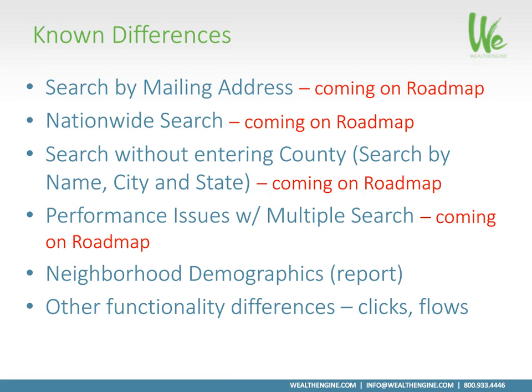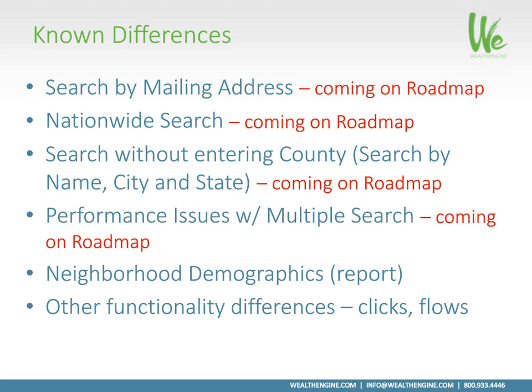and then one of the key things that I know has been a big pain point: in the RealQuest tool you have to search by county. So they are removing that so that it enables you to search by name, city, and state. We've also noticed some performance issues with the multiple search in RealQuest. That's something that they are also working on that's on their roadmap.